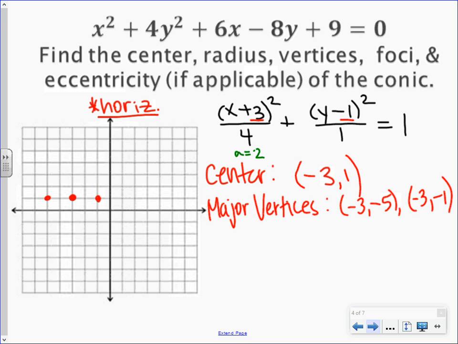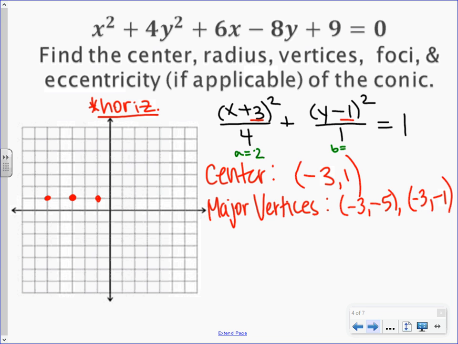Okay, so I plotted them and then I wrote down their coordinates. -3, -5, and -3, -1. The book is going to call them vertices. I'm going to call them major vertices because they're on the major axis. We're then going to go here to b squared. b squared is 1. That's nice, right?